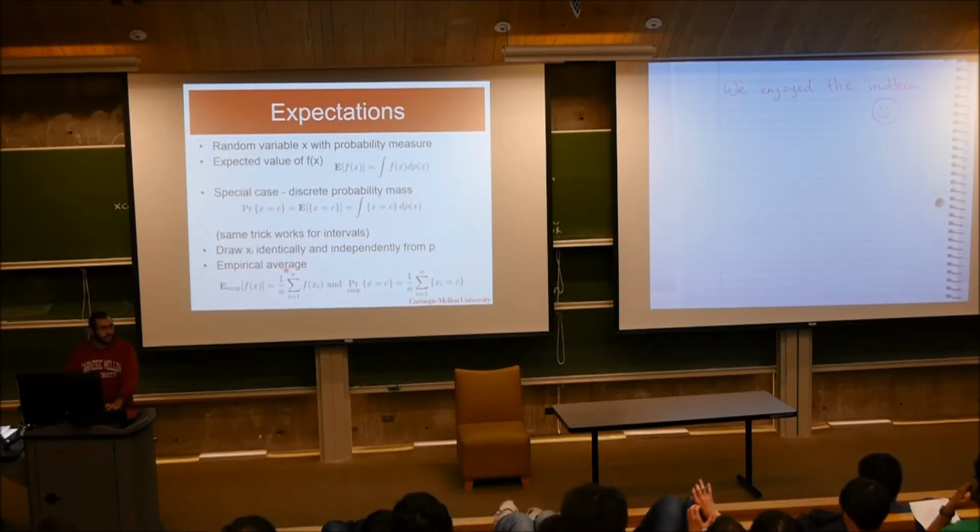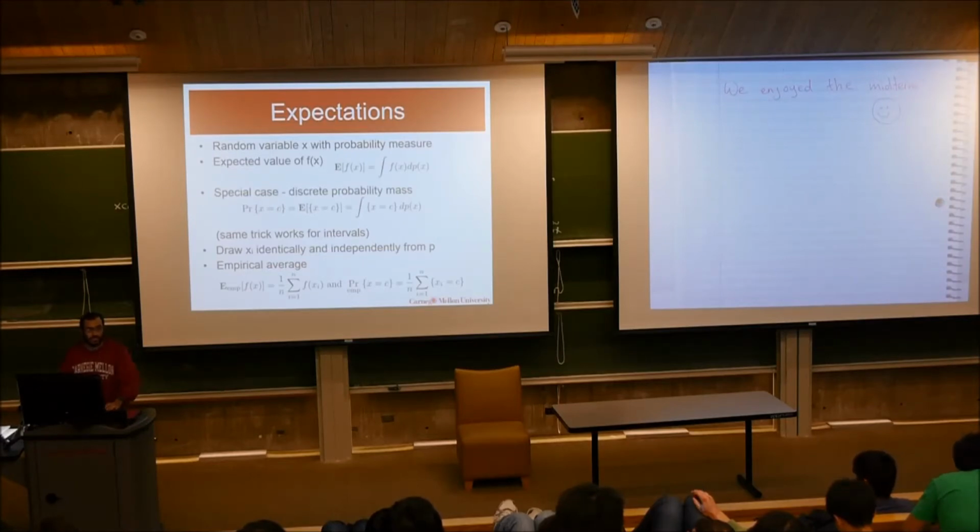We'll assume that we have a distribution from which we draw independent samples, and we compute the empirical average. So the empirical average of f of x is just the sample average. And as we said, the probability of an event is the average of the indicator variable corresponding to that event. So we can do that also on the empirical level. So the empirical probability that some event occurs is just the ratio of samples in which this event occurs. Okay?